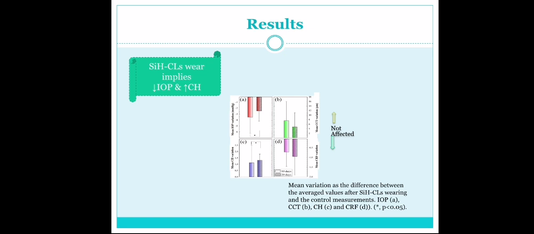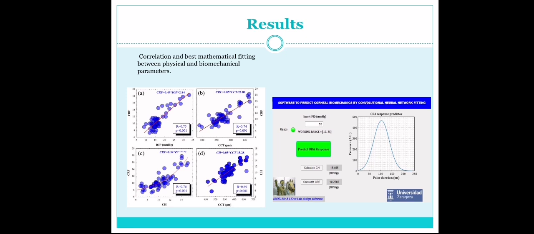The relationship between physical and biomechanical parameters is represented in these graphs. This correlation has led us to work on a simulator to obtain the corneal hysteresis and the resistance factor through the measurement of intraocular pressure.